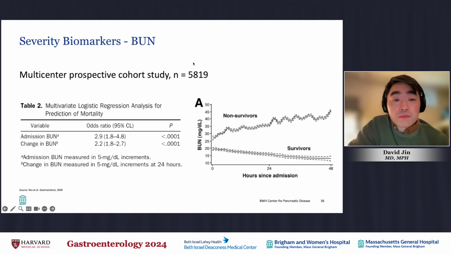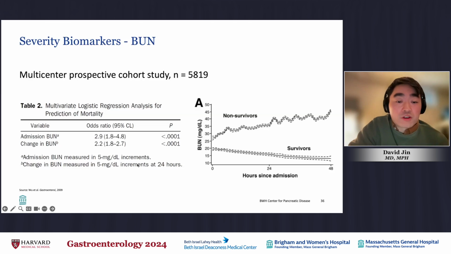This is a multi-center prospective cohort study looking at serum blood urea nitrogen in patients presenting with acute pancreatitis. The study found that for every 5 milligram per deciliter increase in admission BUN, the odds of mortality tripled.